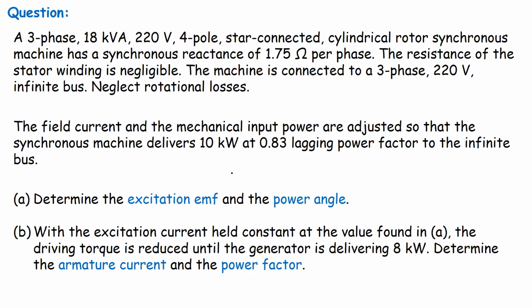So this question has two parts. In part A, one needs to determine the excitation EMF, which is symbolized using block letter E, and the power angle, which is usually represented using the symbol delta. In the second part, one needs to find the armature current and the power factor for a different operating condition. In this video, I will solve this example problem in a step-by-step manner so that you can easily follow it, and hopefully you can solve similar problems without much difficulty.